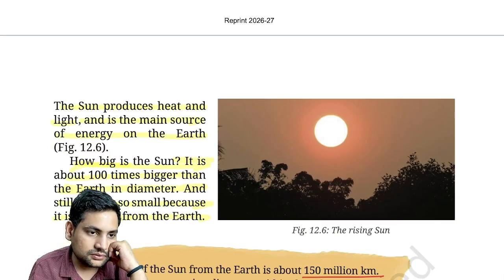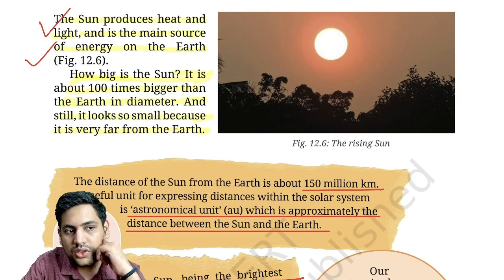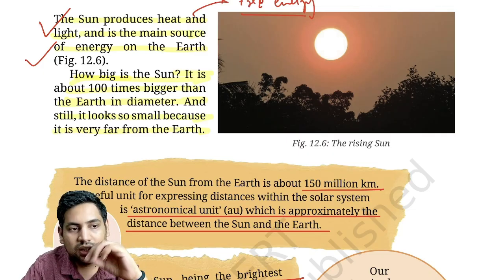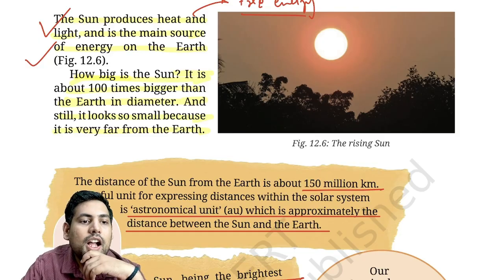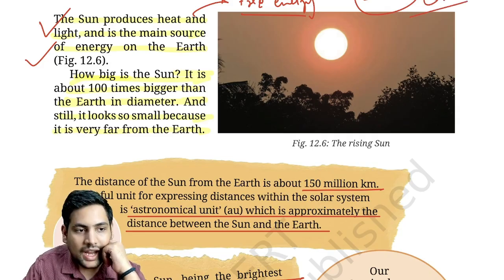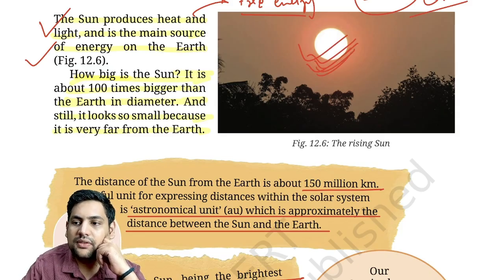Okay, then the sun produces heat and light and is the main source of energy on earth. It is also sometimes called free energy because it is freely available in our system, as in earth. Okay, then how big is the sun? It is 100 times the diameter of earth, that big. And still it looks so small because it is very far from earth, very far.